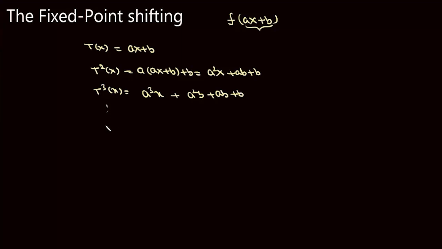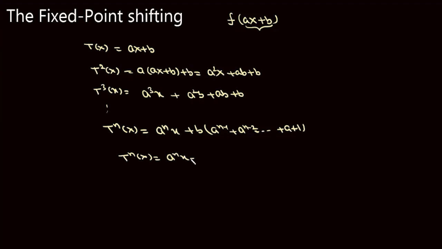And there is a structure here. This Tⁿ(x) is aⁿx + b times (aⁿ⁻¹ + aⁿ⁻² + ... + a + 1), which is a GP, so Tⁿ(x) = aⁿx + b(1 - aⁿ)/(1 - a) when a is unequal to 1. But here, with every iteration there is a change in the constant term, and therefore using it in a functional equation becomes a hassle.